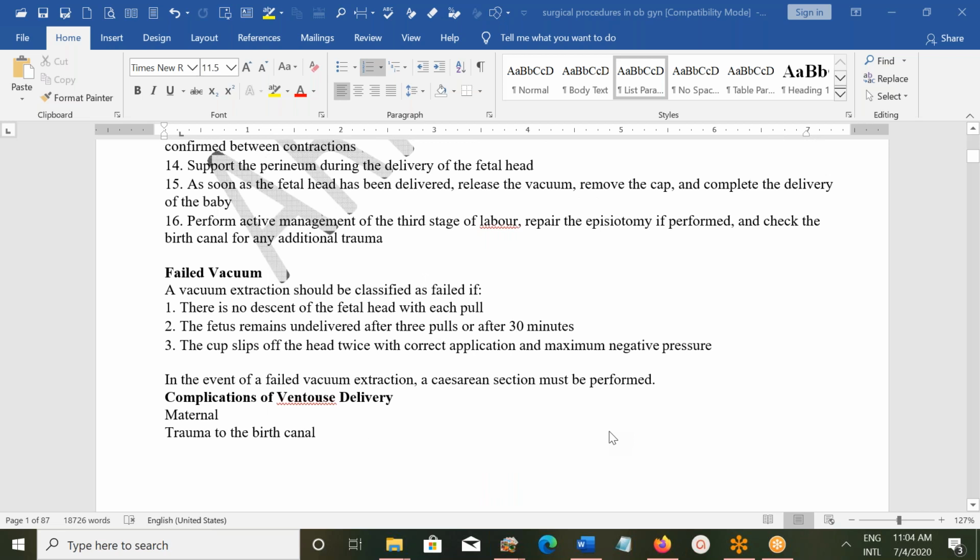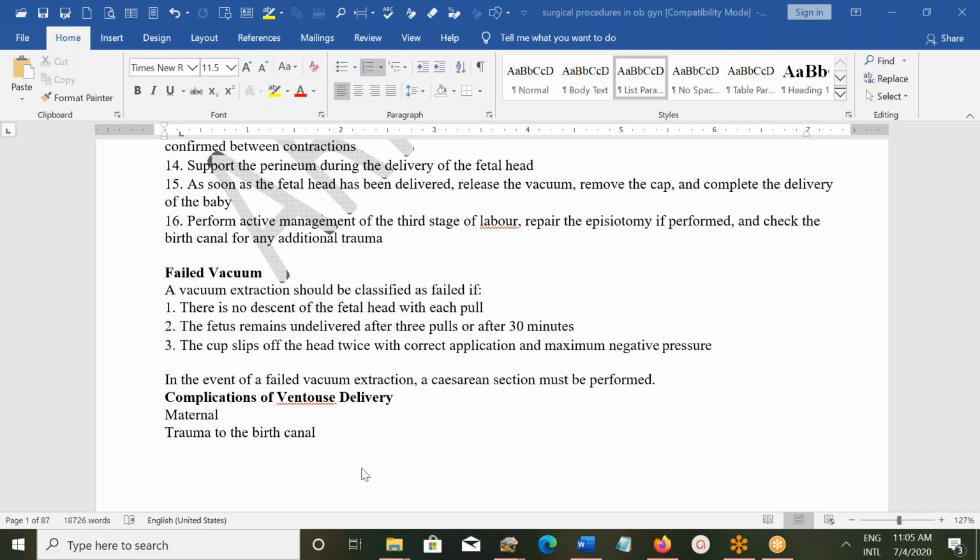You will know that the vacuum extraction has failed if there is no descent of the fetal head with each pull, the fetus remains undelivered after 3 pulls or after 30 minutes, or the cup slips off the head twice with correct application and maximum negative pressure. In the event of a failed vacuum, cesarean section must be performed.